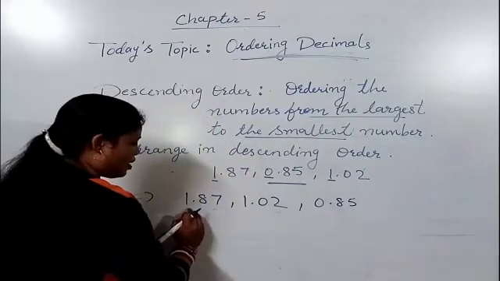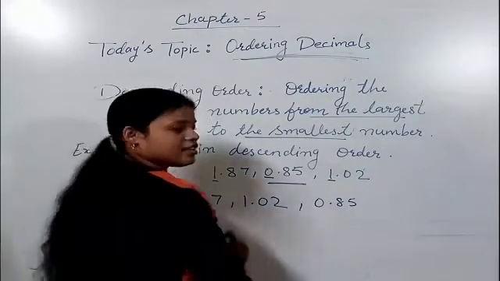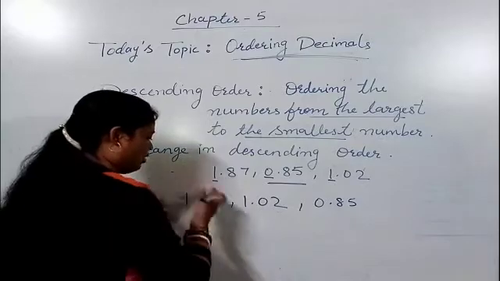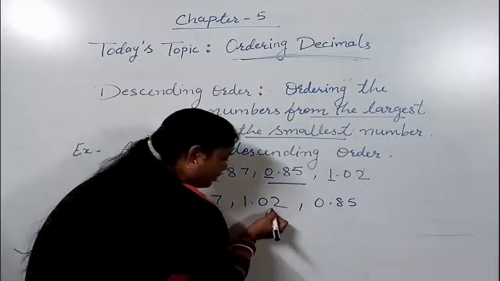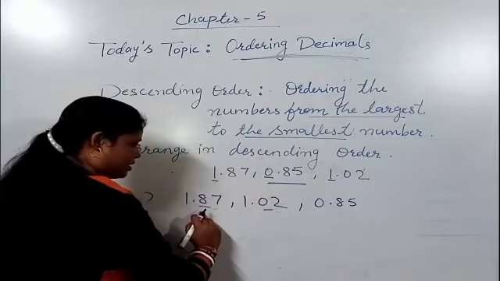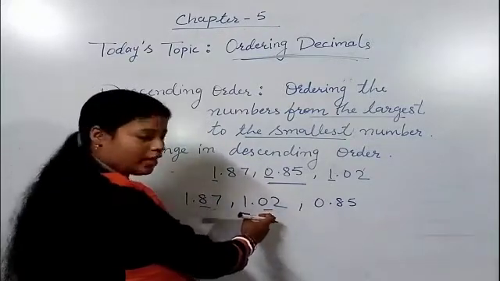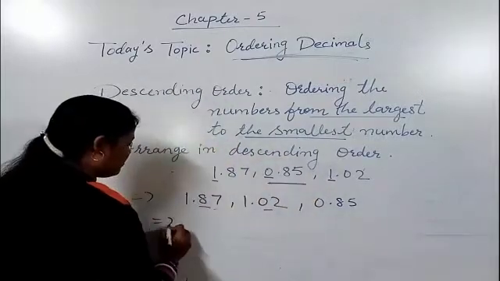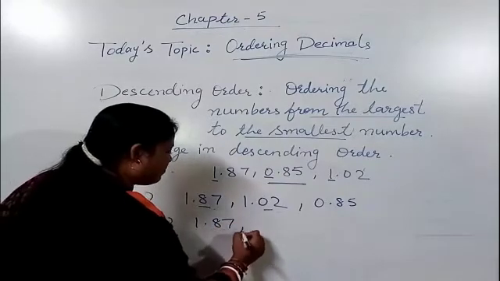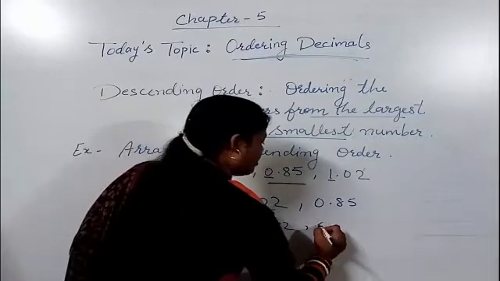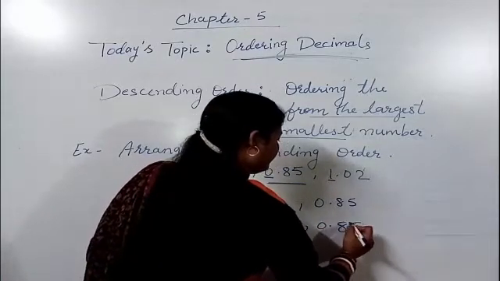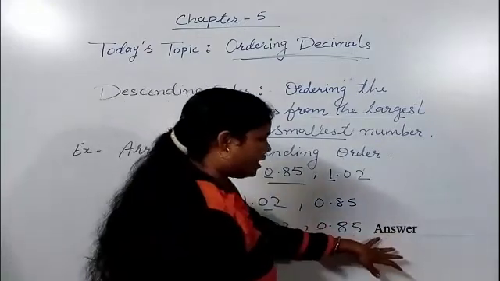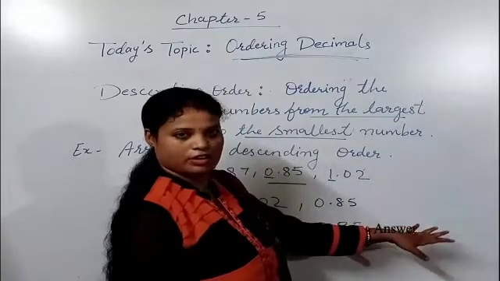Now we'll see 1.87 and 1.02. Before the decimal, both are equal. Now we'll go to the 10th place. That is 8 here and 0 here. So 8 is greater than 0. Okay. So we know that 1.87 is greater than 1.02. So our answer is 1.87, 1.02 and 0.85. So the numbers 1.87, 1.02, 0.85 are arranged in descending order.